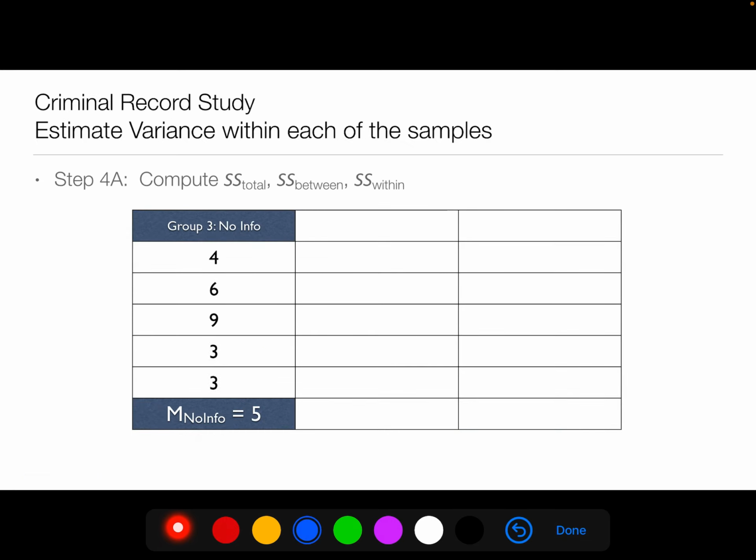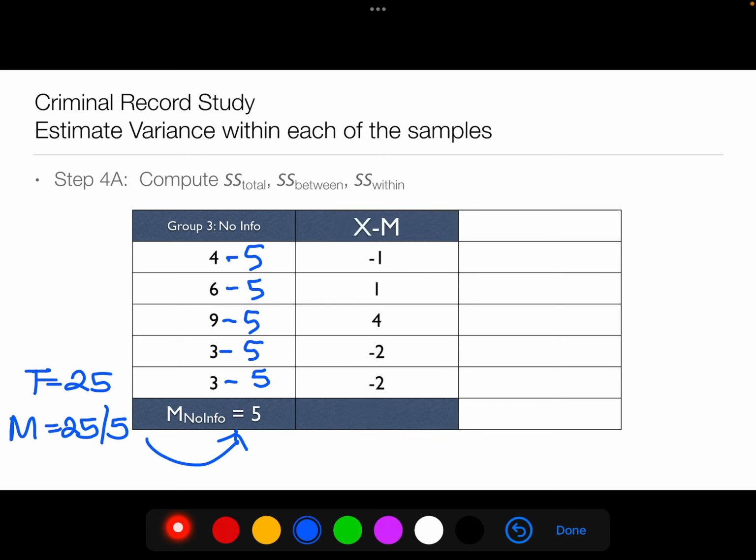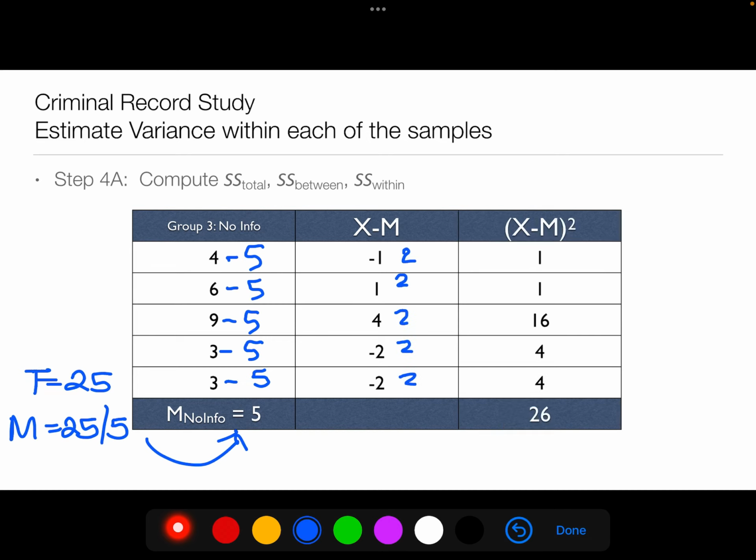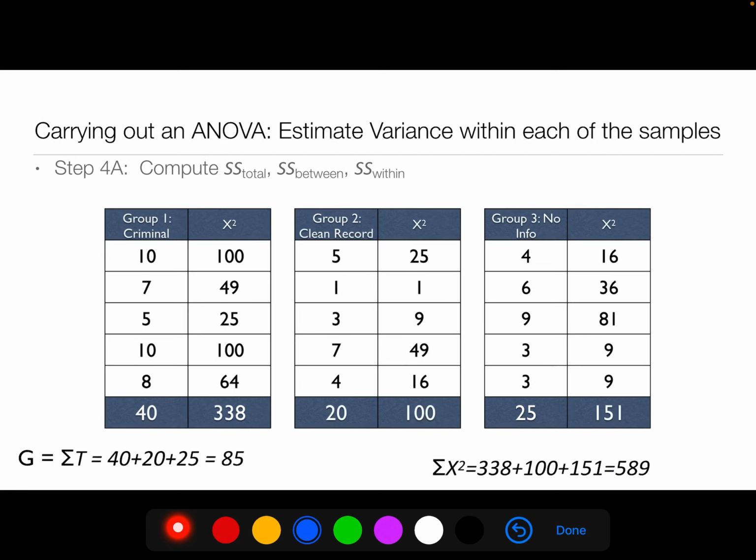Same thing for our last group, our no info group. We'll add those values together. We'll get a T equal to 25. Our mean is equal to 25 divided by our little n, which is 5, which is where we get this value. We're going to subtract that from each of these scores, again getting those deviation scores, and we get these values. We'll square each of those, and we get these values. We'll add them all together, and this is our sums of squared for our no info group. And then those values will be what we use to calculate our sums of squared within.